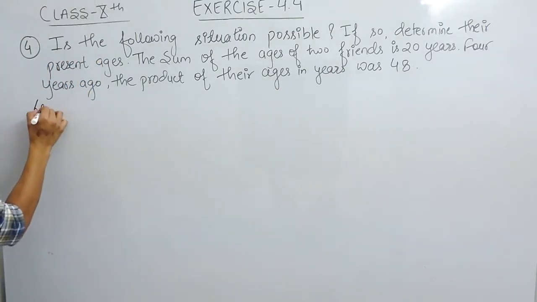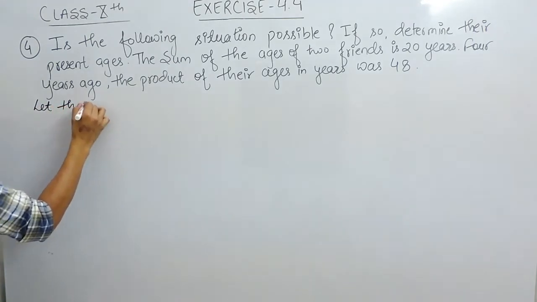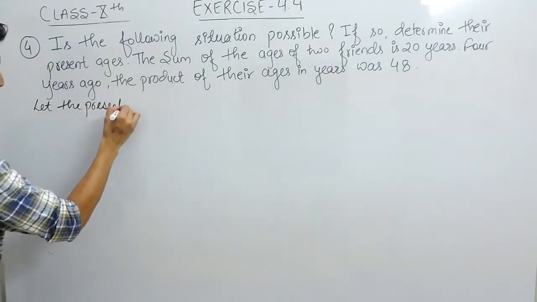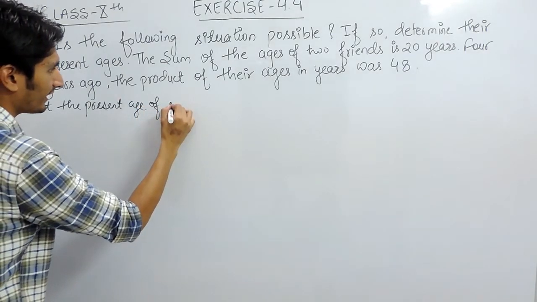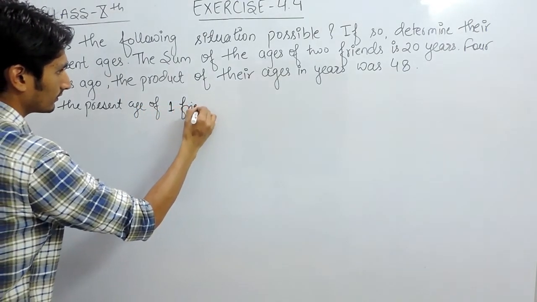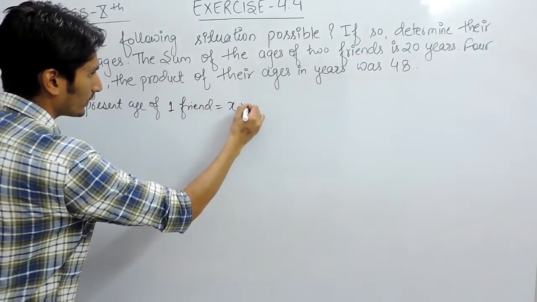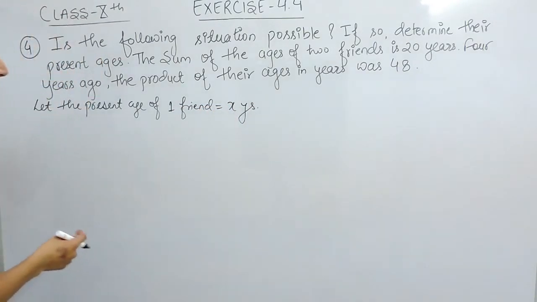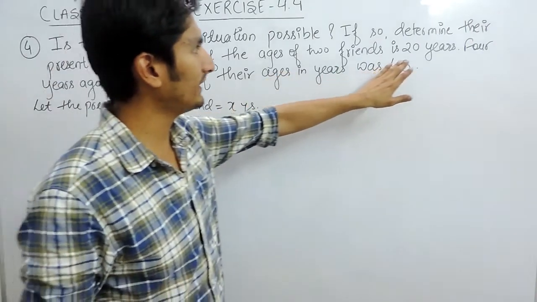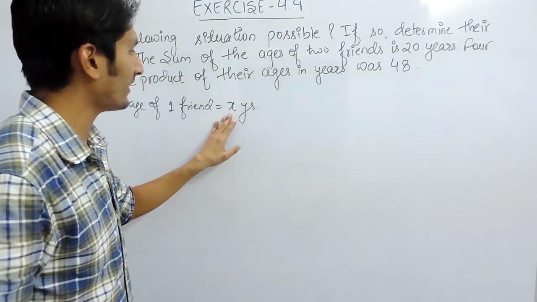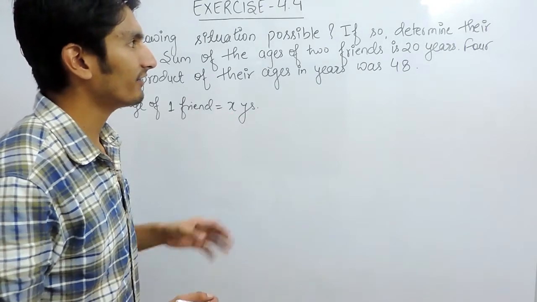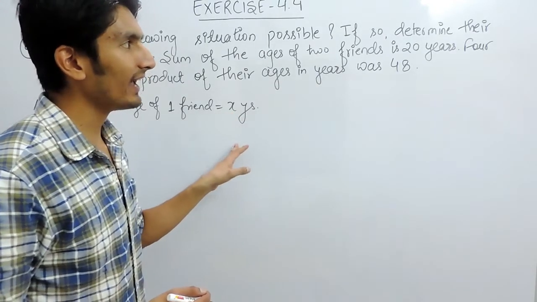So let the present age of one friend be equals to x years. So clearly the sum of their ages is 20 years, and if the age of one friend is x, so clearly the second friend must be 20 minus x years.